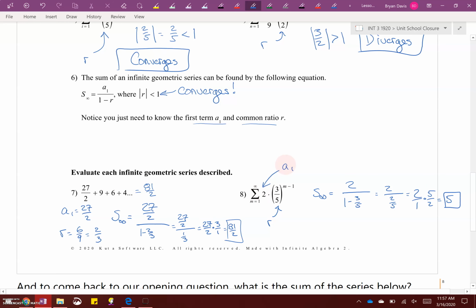Similarly, over here, I know that the first term is, I'm sorry, the first term is still 2. I'm going to put 2 in the numerator. In the denominator, I'm going to have 1 minus r. r is 3 over 5. I end up with 2 over 5. I know rather than dividing by a fraction, I'm going to multiply by its reciprocal. So 2 over 1 times 5 over 2 simplifies to 5. This infinite sum is just 5.